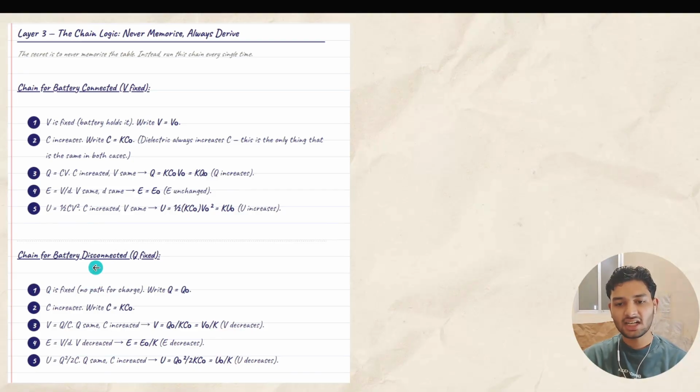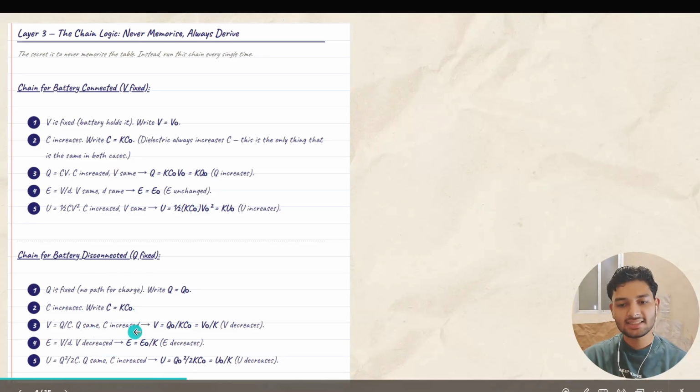So Q increases, the electric field is unchanged, and the energy increases. On the other hand, the chain for battery disconnected, when Q is fixed. So when Q is fixed, C increases, right? C equals K C naught. V decreases. E also decreases because no charge flows, and U also decreases. Charge is fixed, which means the capacitance is increasing, and the energy is inversely proportional to the capacitance. Okay, so that would be the case, and I hope you all get this.